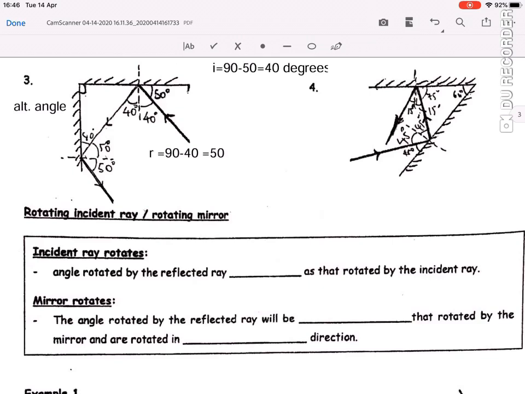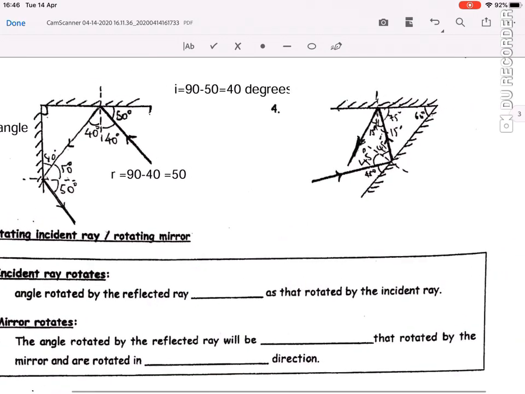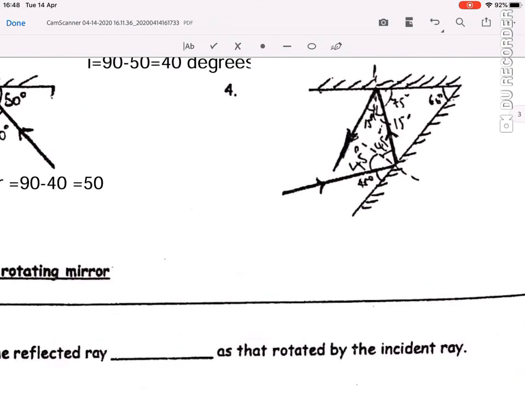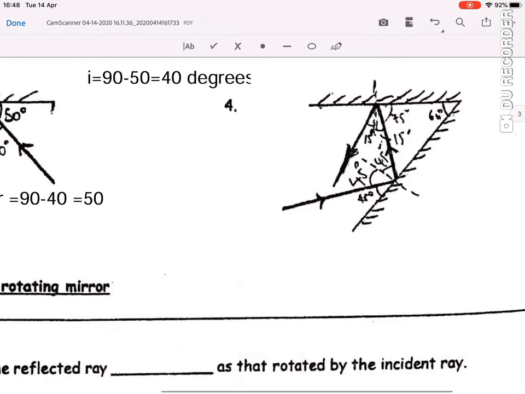Now, number 4 is a little bit challenging in terms of drawing because it's limited by the space you have. So please bear with me to go through the steps one by one. Please ignore the top part.